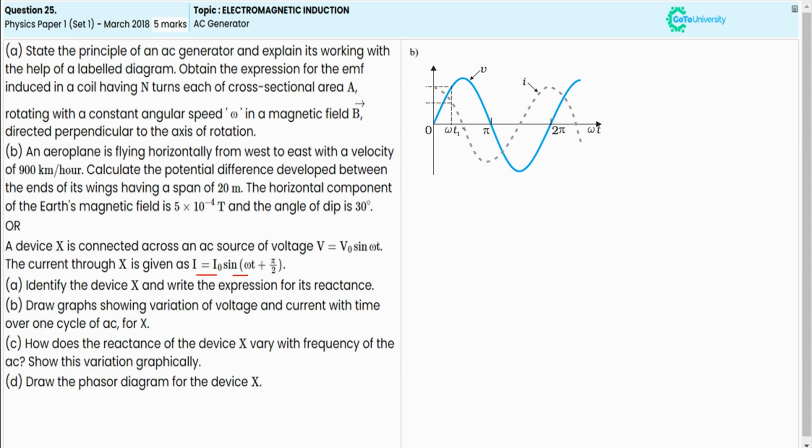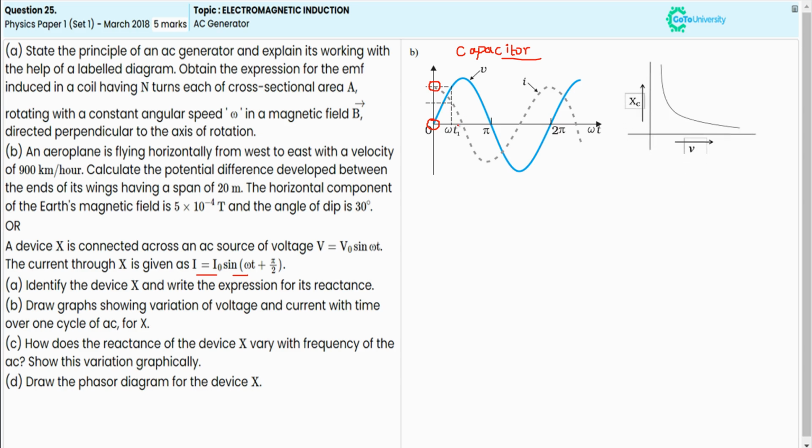And if you observe this graph carefully, when voltage is 0, the current is maximum. When voltage is 0, the current is maximum. That means the current is leading here. If I leads the voltage by a phase of π/2, then we call it a capacitor. This is the graph for the capacitor.